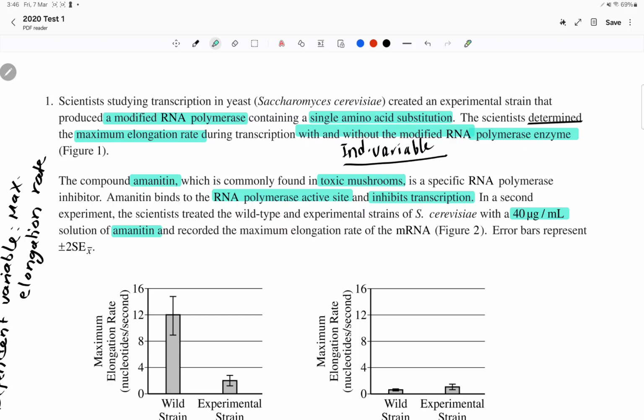I have a question. Isn't single amino acid substitution a deletion? No, it's a mutation. It's not a deletion. It's not a frameshift? No, that's if you delete or insert. If you substitute, it's not. It's called missense. Do we need to know that? Yes, you do. Now, they will check the maximum elongation rate with and without the modified RNA polymerase.